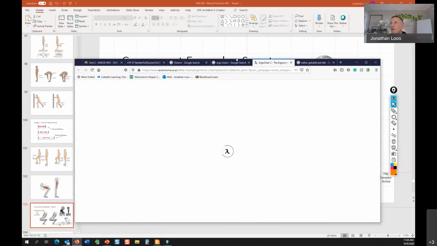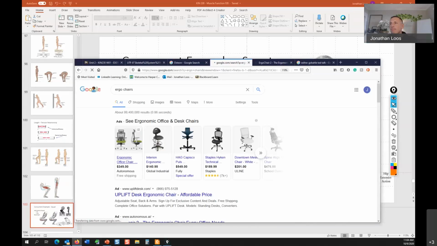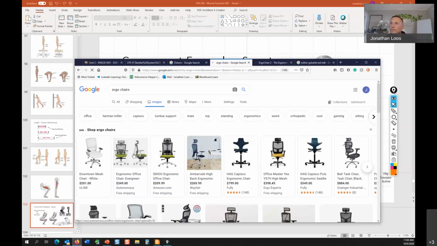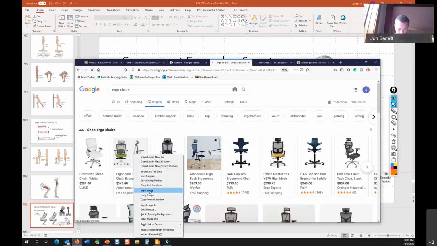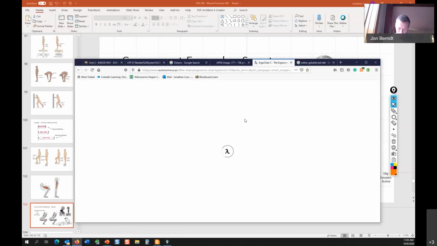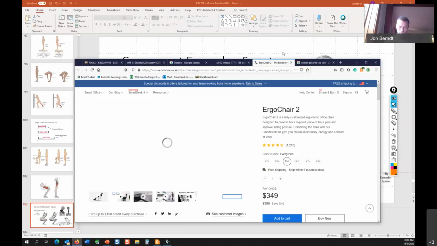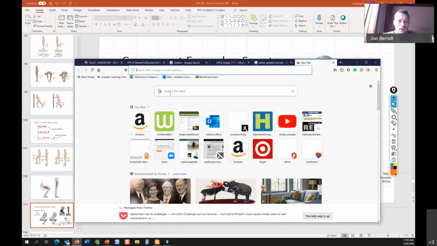How long are you going to take for an hour to load? Just give me the image. Of course. Well, anyways, any type of the ergo chairs. I just closed my phone.